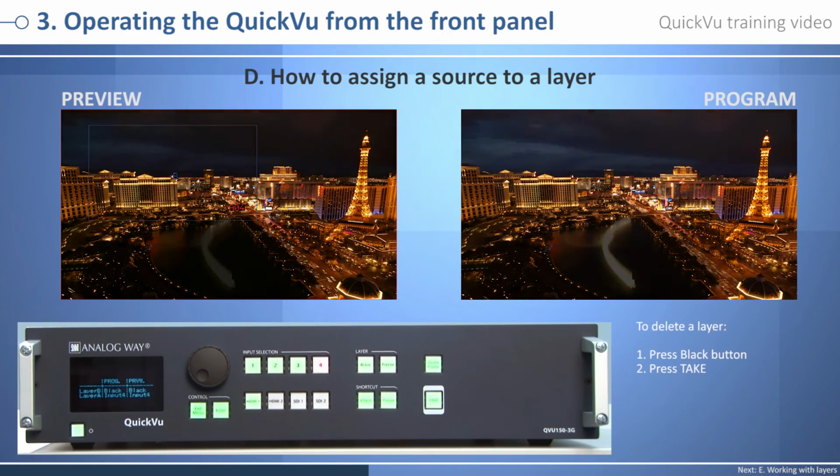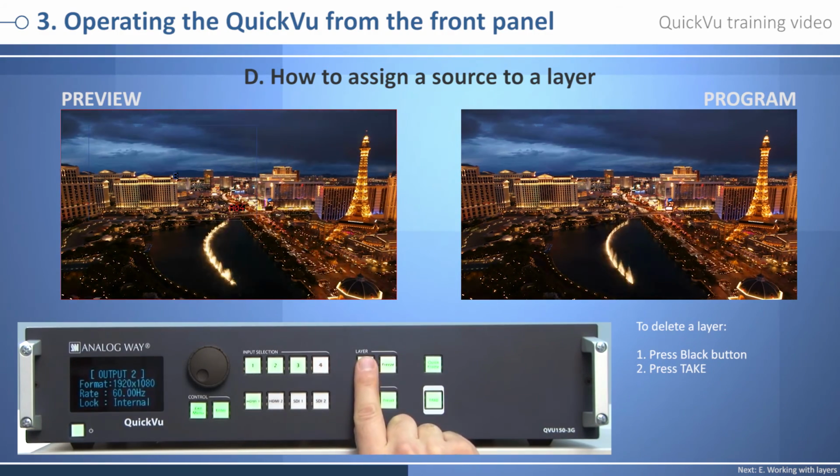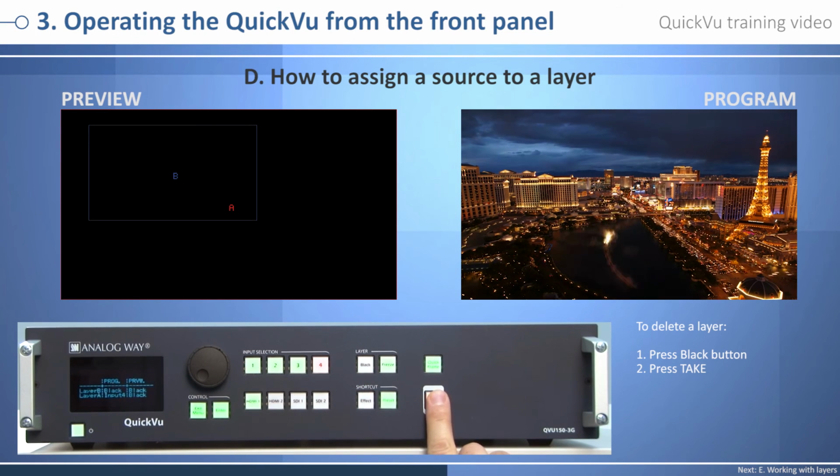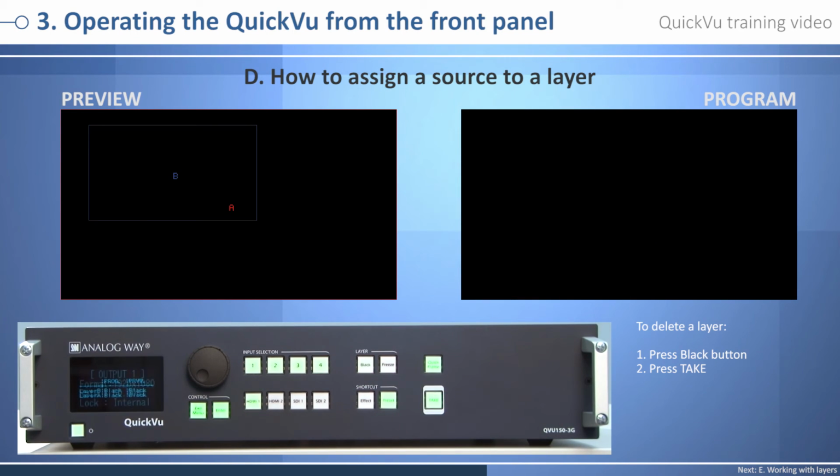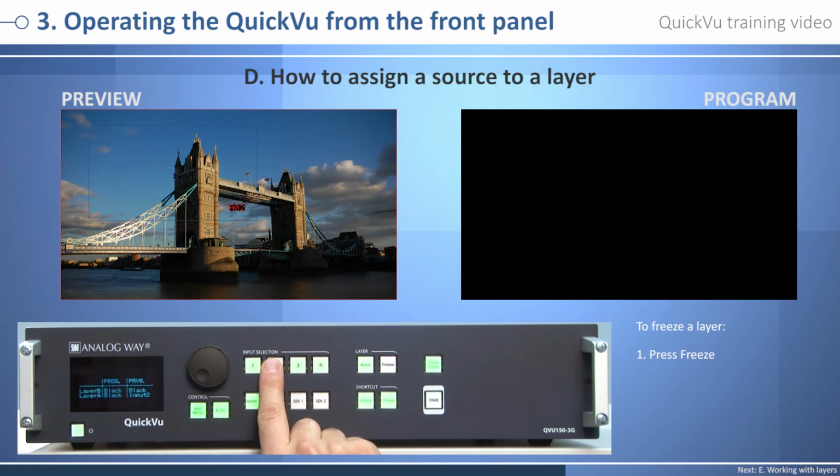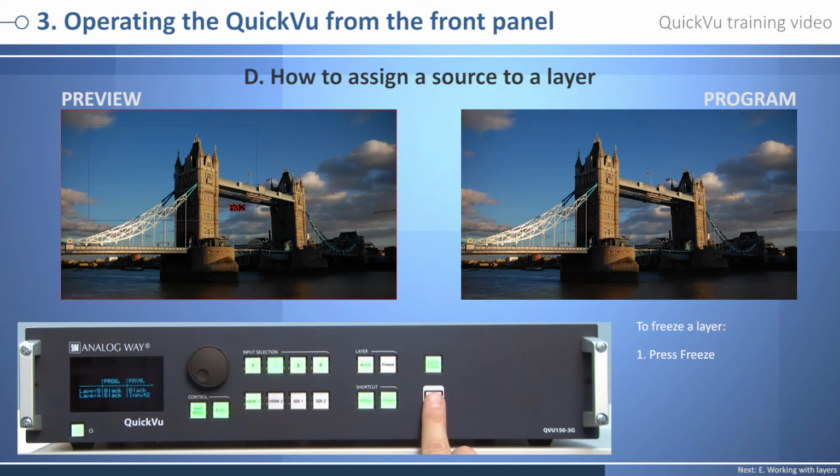To delete a layer from the preview screen, press the black button, press Take to view the result on the program screen. To freeze a layer, press Freeze button.